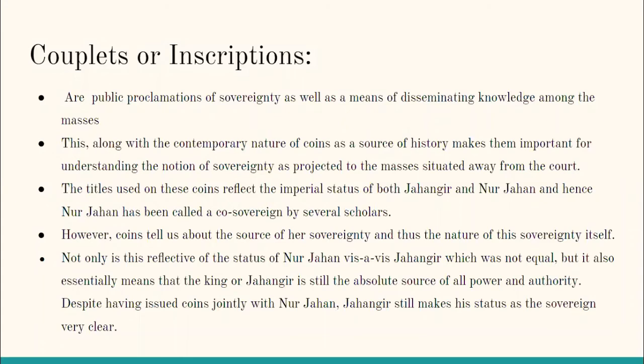If you look at how the inscriptions have been constructed, they begin with the name of Jahangir, and it tells how by the order of Jahangir, the coin has attained 100 beauties by adding the name of Nur Jahan. So not only is this reflective of the status of Nur Jahan vis-a-vis Jahangir, which is not equal, because of course Jahangir is projecting himself as the source of authority and sovereignty of Nur Jahan, but it also essentially means that the king, Jahangir, is still the absolute source of all power and authority. Despite having issued coins jointly with Nur Jahan, Jahangir still makes his status as the sovereign very clear.